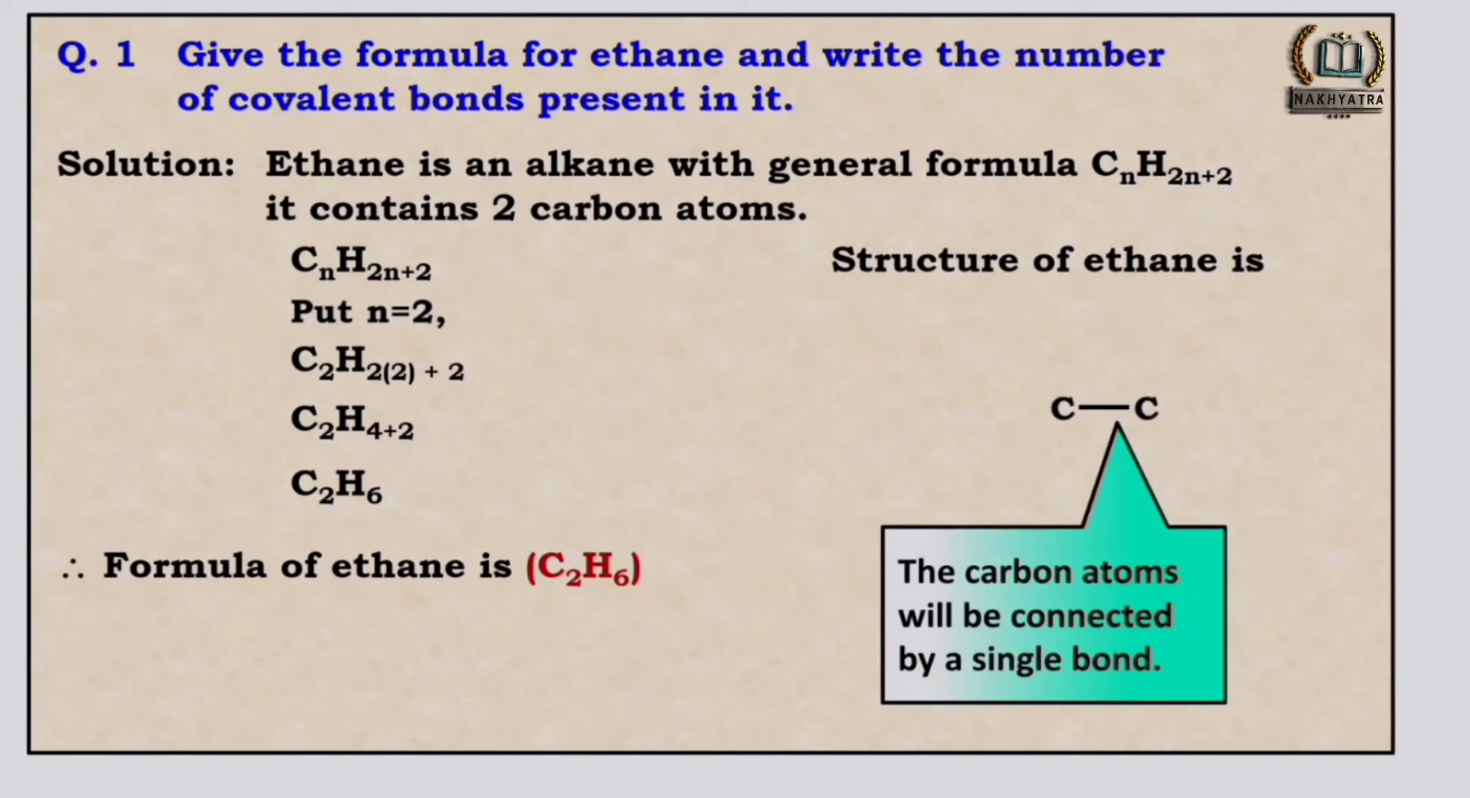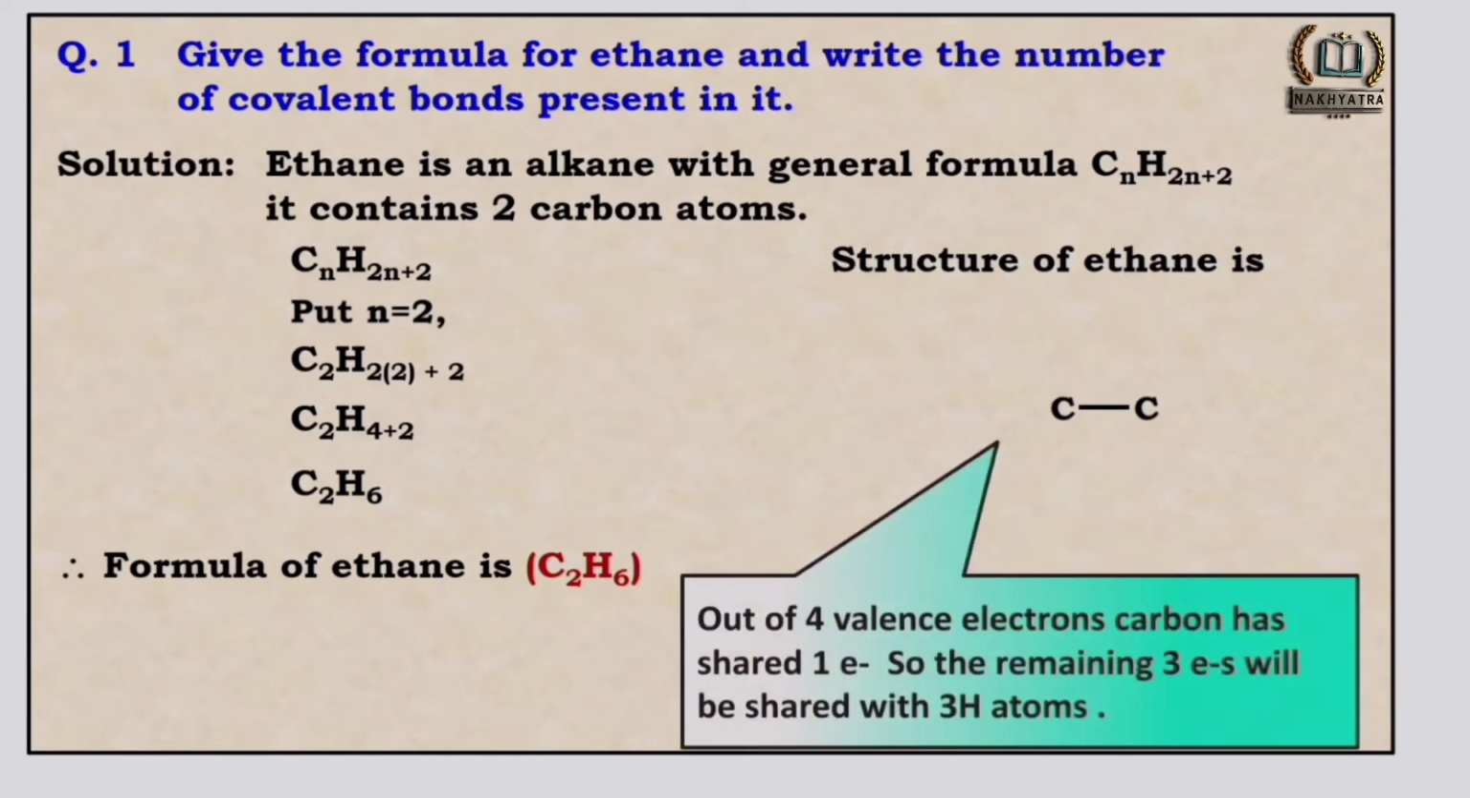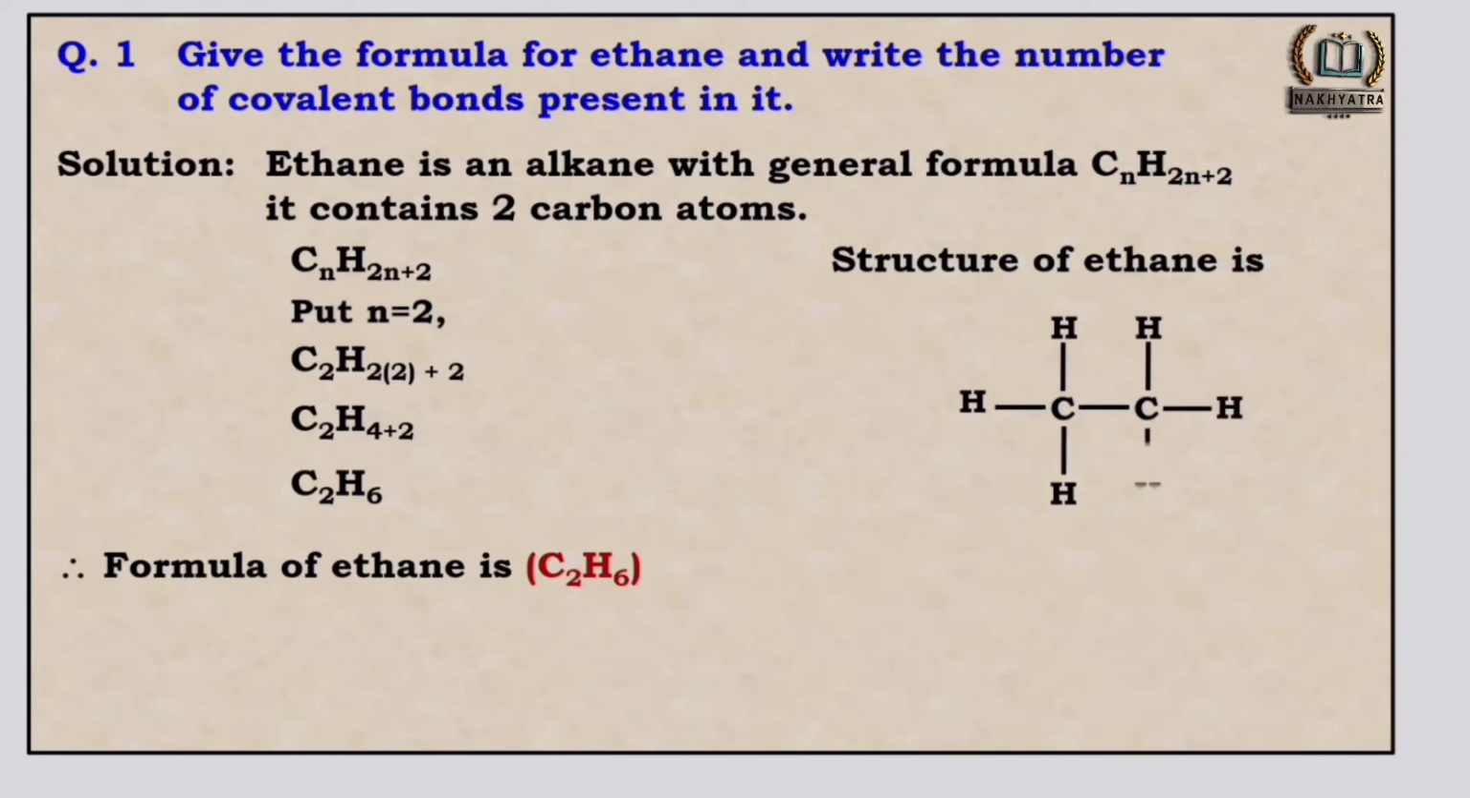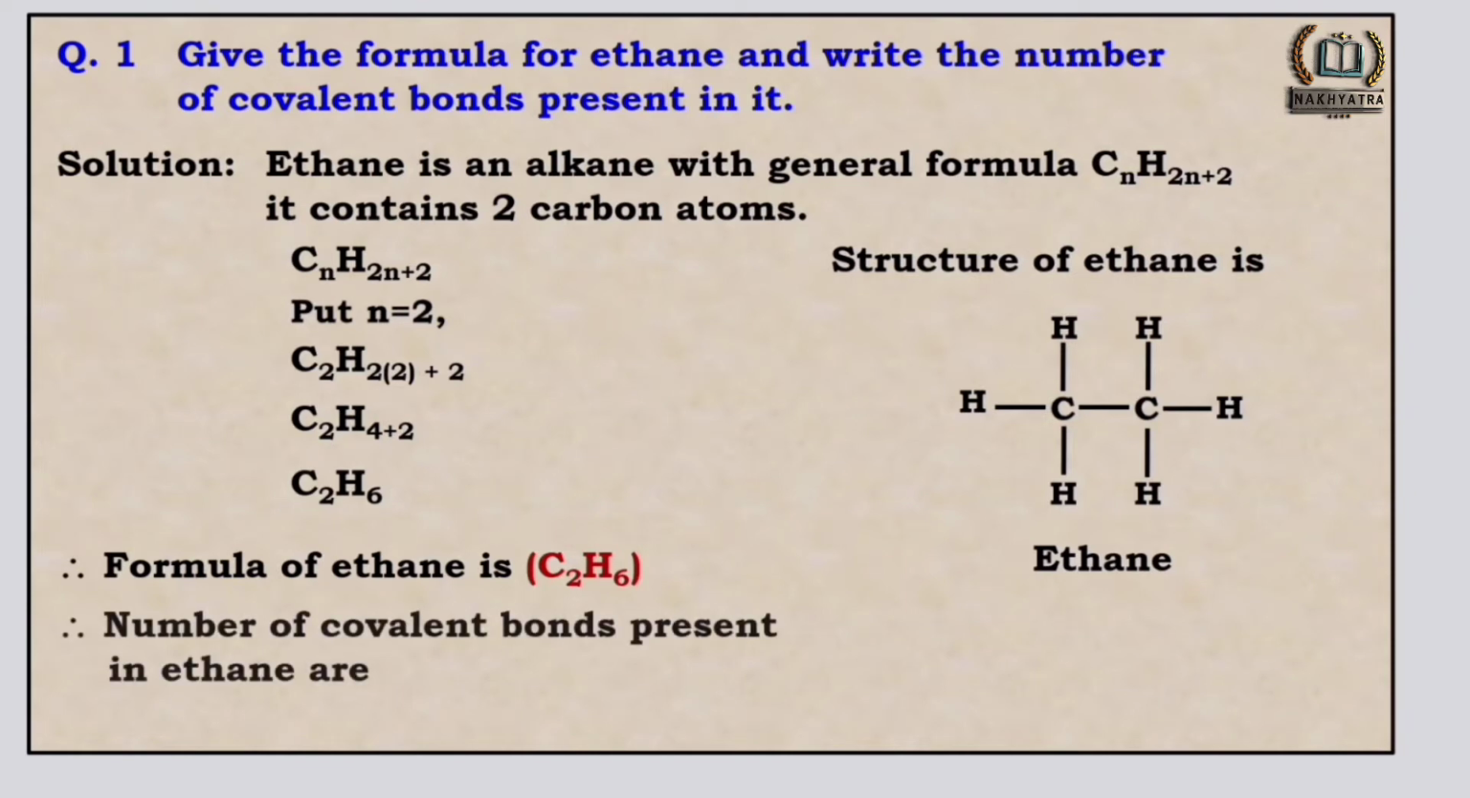See here, the carbon atoms will be connected by a single bond. And out of 4 valence electrons, carbon has shared 1 electron. So the remaining 3 electrons will be shared with 3 hydrogen atoms. So see this. This is the structure of ethane. Clear everyone?